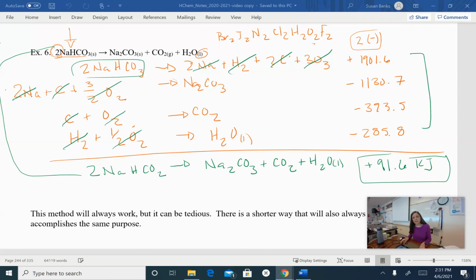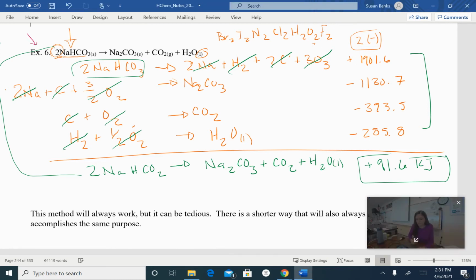All right, Honors Chem, we are going to do yet another day of Hess's Law, but this time we're going to use it a little bit differently. Now, I want to bring you back to this example that we did in example 6 right up here.